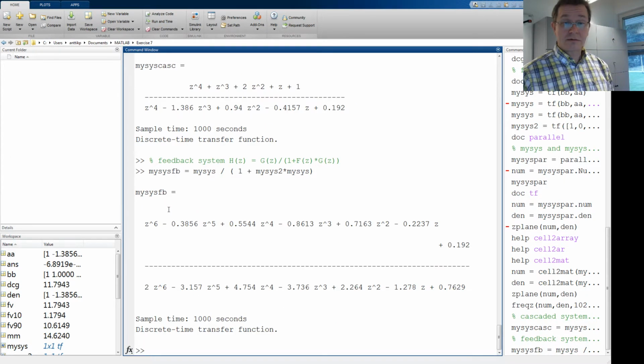Wow, a 6th order system as a feedback system. And then you can take the parameters out and do the analysis of how this one actually behaves.